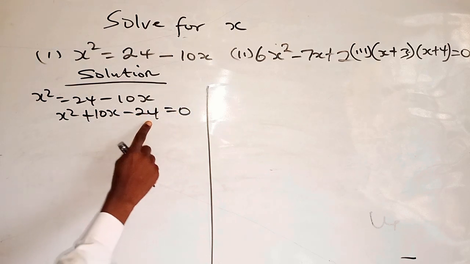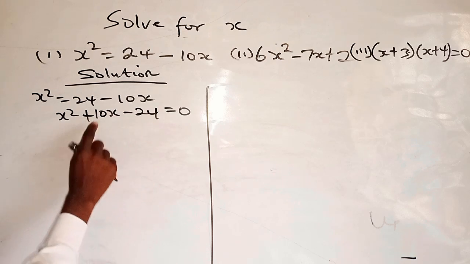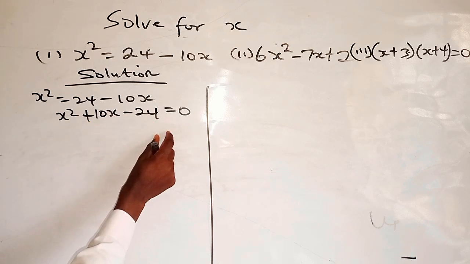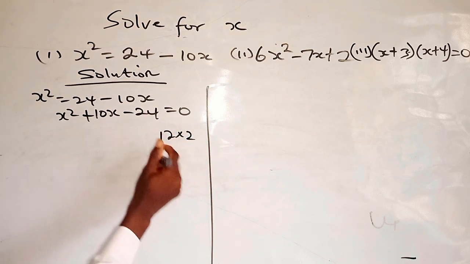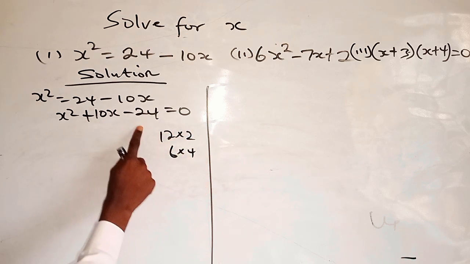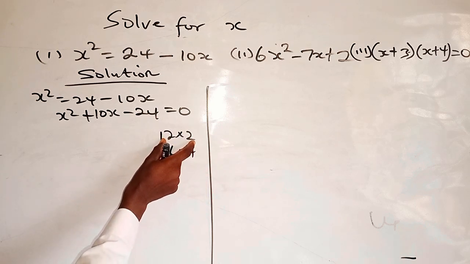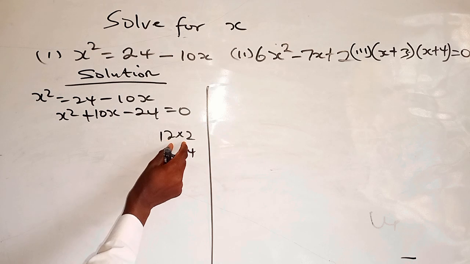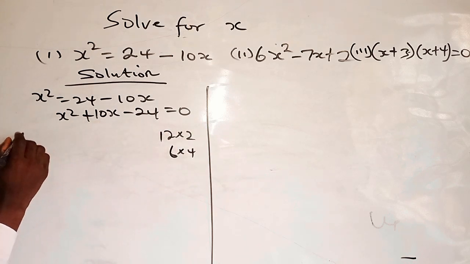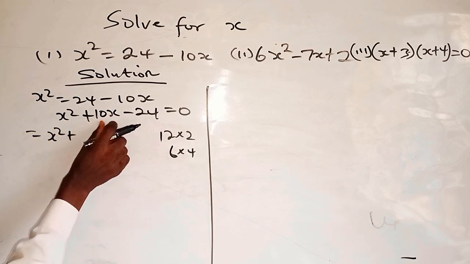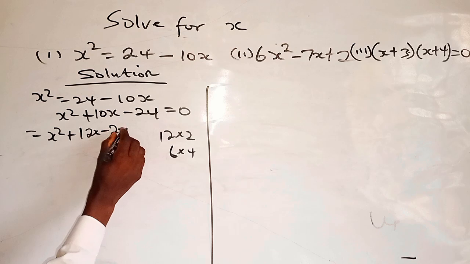So I'll look for two factors. I can look for the product that will give me 24, and the sum of those two factors should be 10. I can say 12 times 2 is 24, 6 times 4 is 24. I would rather go for 12 and 2. 12 times 2 is 24, and 12 plus (minus 2) gives 10x. So I'll go with this. I can write this as x squared plus, instead of writing 10x, I'll replace it with 12x minus 2x.